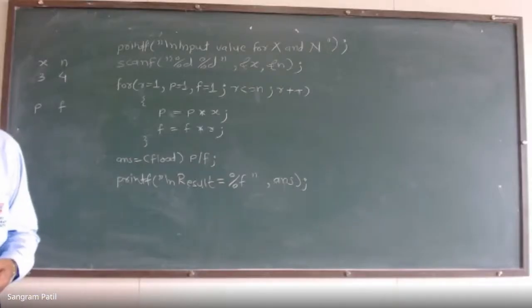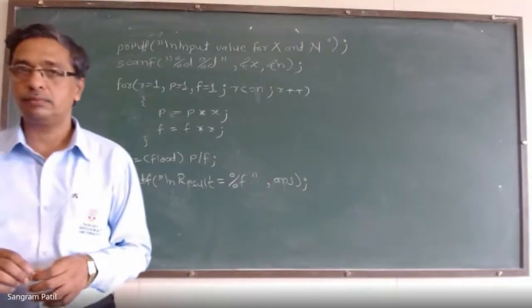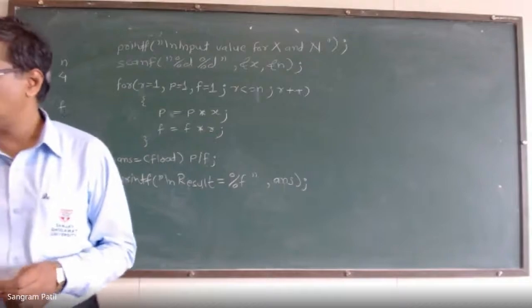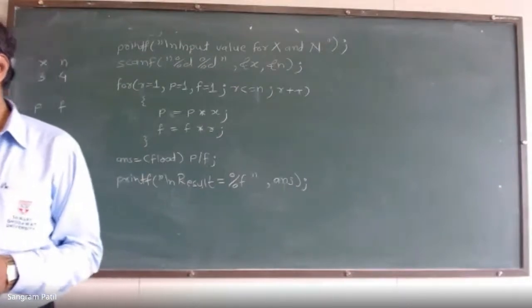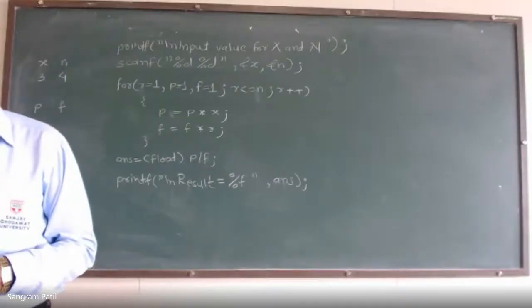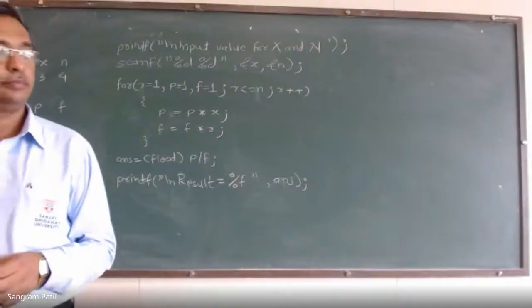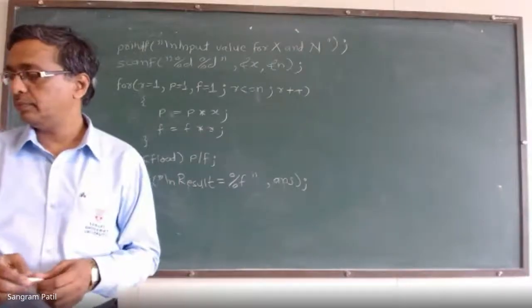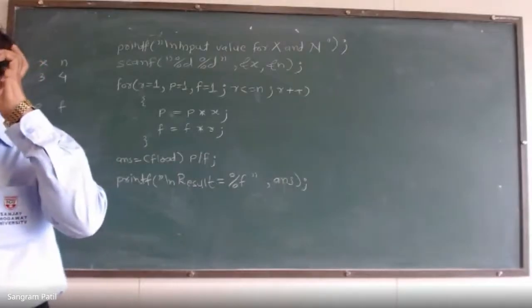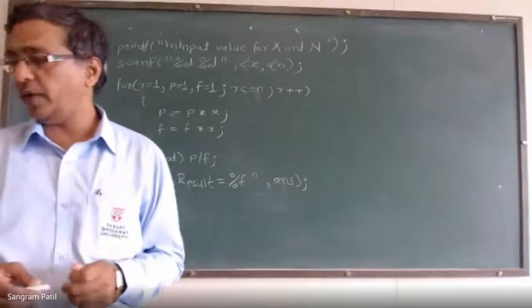p is equal to 81, f is equal to 24. Somebody has given a value. p is equal to 81. And what about f?